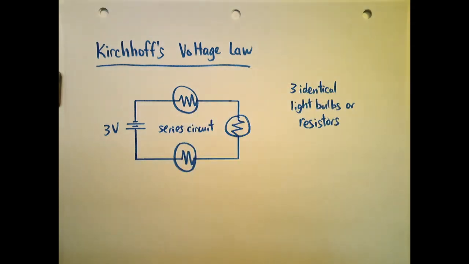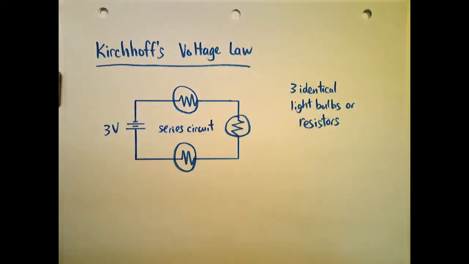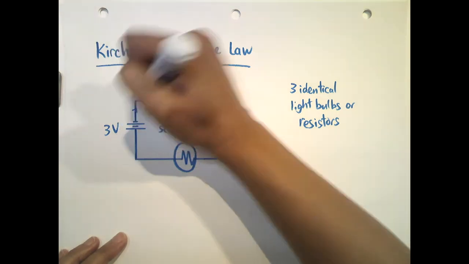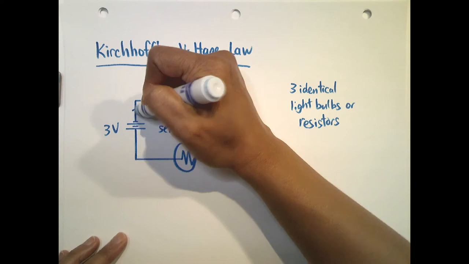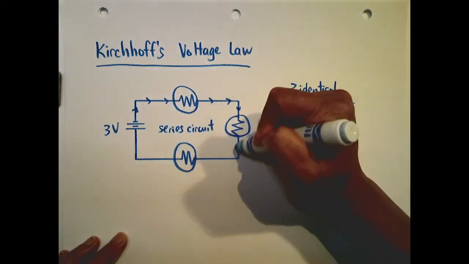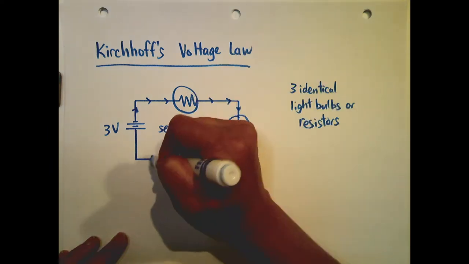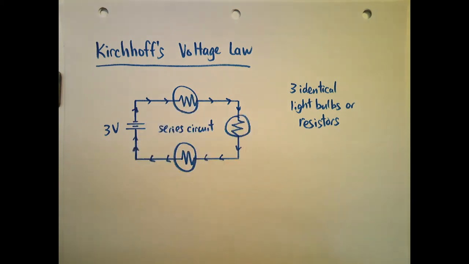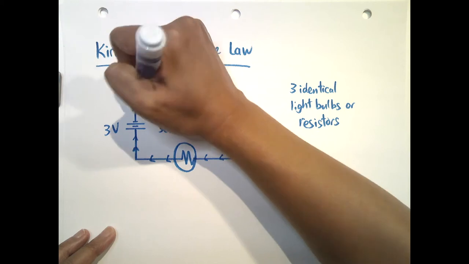Another way you can tell that this is a series circuit is because the electrons have no choice but to go through all 3 light bulbs. So if I were to draw a path for the electrons, remember this is electrons, not conventional flow, it comes out of the negative terminal and through the resistors, and they are forced to go through each resistor and then back to the battery. Okay? So electron flow.